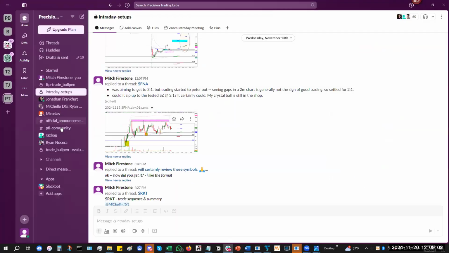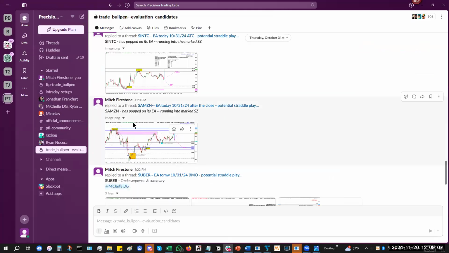And then lastly, here's where we primarily put all the option setups.